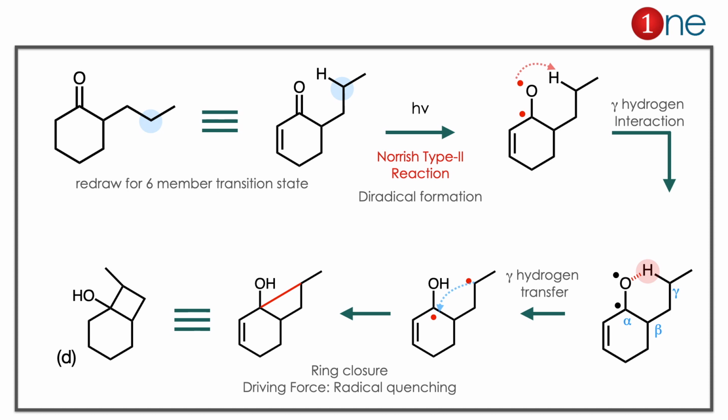Here you have to learn 2 important things. One is if you have a carbonyl and gamma hydrogen, you might think of the Norrish type 2 reaction. Second thing is radical quenching. If you have a radical inside the system, it has to be quenched by any means. So through the radical formation, the ring is closed there. So you have a 4-member ring formation.